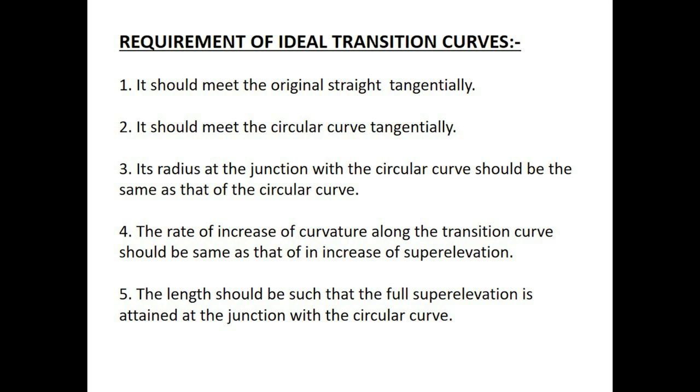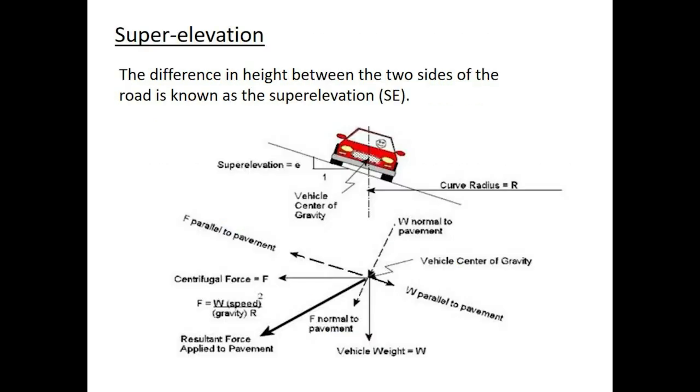Next, we can look at what are the requirements for an ideal transition curve. First, it should meet the original straight line tangentially. Next, it should meet the circular curve tangentially. Third, its radius at the junction with the circular curve should be the same as that of the circular curve. Then the rate of increase of curvature along the transition curve should be the same as that of increase of super elevation. And last, the length should be such that the full super elevation is attained at the junction with the circular curve.